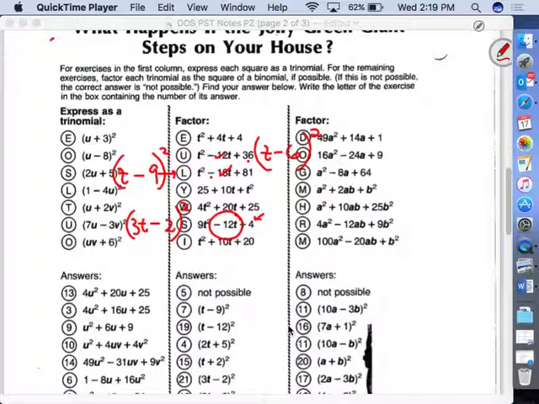And I think that's enough on the video to enable you to at least begin to recognize the pattern and then factor it rather quickly when you see it on a test or quiz.